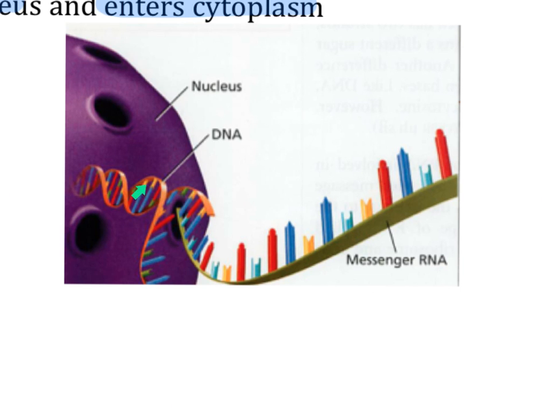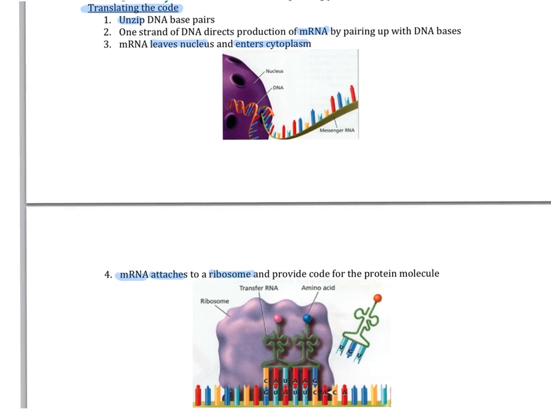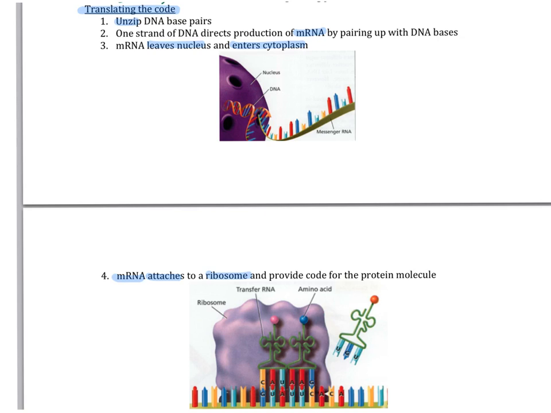The unpairing occurs right here. You can see this is the DNA, and then you can see that the messenger RNA is formed by matching up with the unzipped portion of the DNA. Just like a puzzle piece, the nitrogen bases match, as we've discussed before. The mRNA is then able to leave the nucleus, and it's able to then enter the cytoplasm.